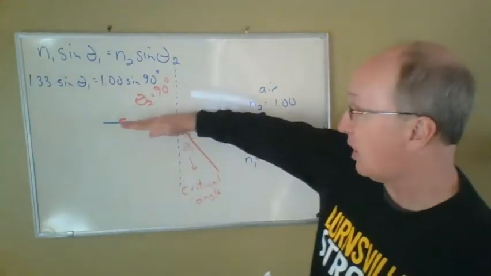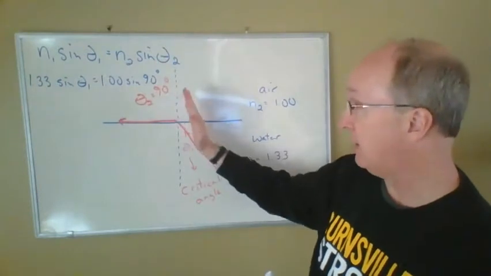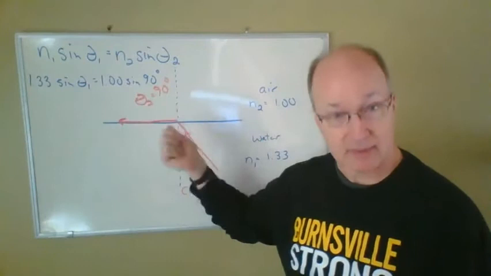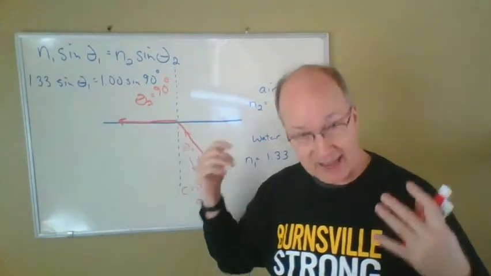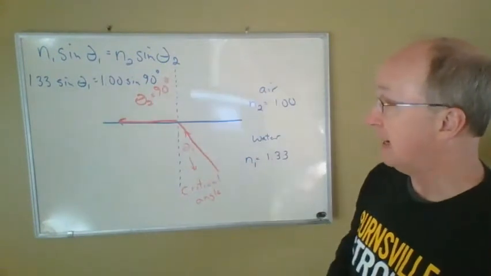When this angle is large enough that the light doesn't get out anymore. All right, because remember, it's big, it's bigger, it's bigger, and then all of a sudden, boom, it disappeared. Well, that happens when the angle essentially is 90 degrees. So theta 2 is 90 degrees.